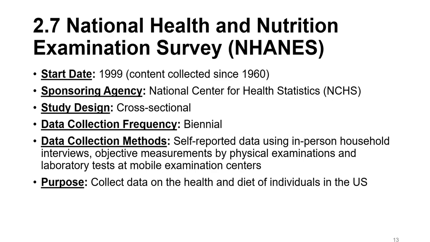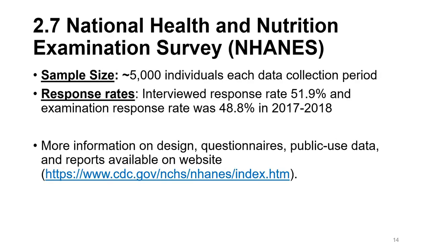The purpose is to collect data on health and diet of individuals in the U.S. The sample size is roughly 5,000 individuals per data collection period. The interviewed response rate is roughly 51.9%. The examination response rate is roughly 48.8%. These two findings are from the 2017 to 2018 iteration. More information on the design, questionnaires, public use data, and reports are available from the website provided.